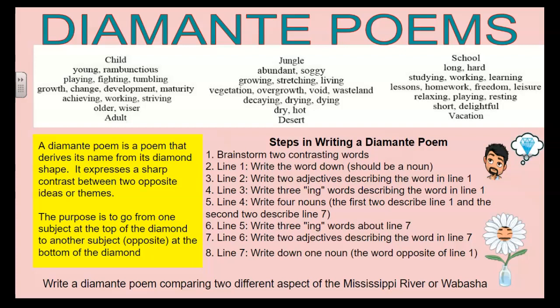And then line 4, the first 2 words describe line 1, and the second 2 words describe line 7. So it's kind of where it meets in the middle. Line 5 is write 3 ing words about line 7. Line 6 is 2 adjectives about line 7. And then line 7 is the opposite word of line 1. So child, adult, jungle, desert, school, vacation. You get the idea. So just think about how you can contrast 2 different things.